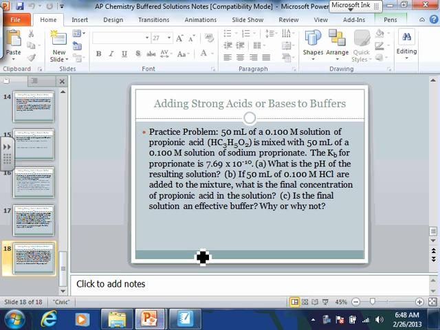Okay, now it's not asking us that question, but if it was, that's what we would do. Okay? So then, is the final solution an effective buffer? What do you think? Why is it not an effective buffer? Yeah, there's now no conjugate base in that solution, right? It would do an okay job at buffering if we put a strong base in, but it's not going to buffer at all if we put in a strong acid, okay? So this is not an effective buffer anymore. So at some point you can add enough strong base or strong acid to render the buffer ineffective. Does that make sense? Okay, moving on.